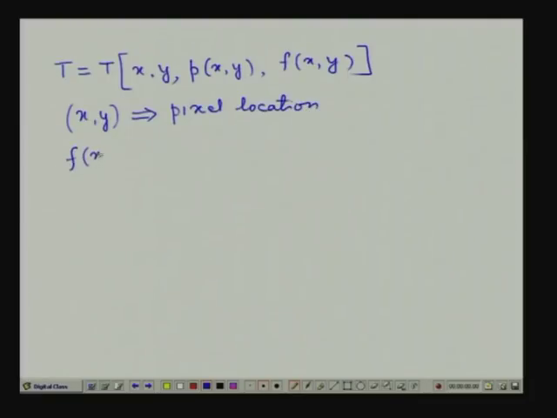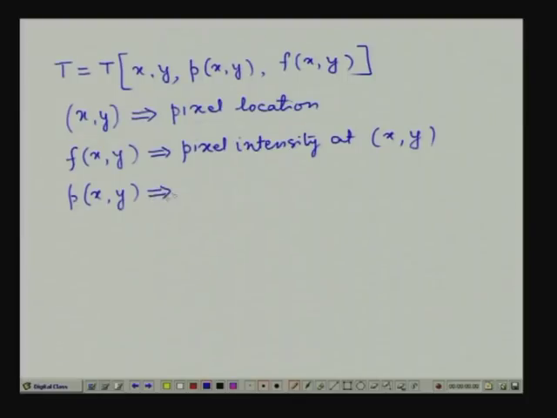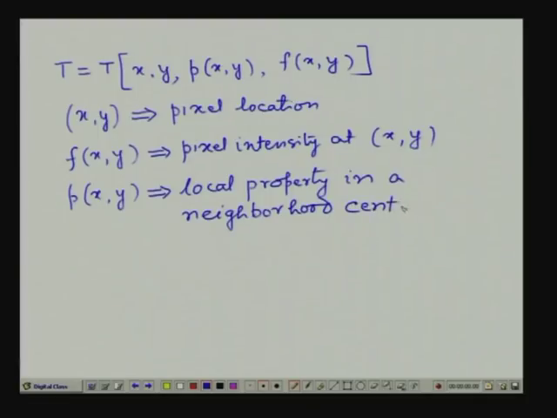f(x,y), which is nothing but the intensity value at location (x,y). So, this is pixel intensity at location (x,y), and p(x,y) is some local property in a neighborhood centered at (x,y).